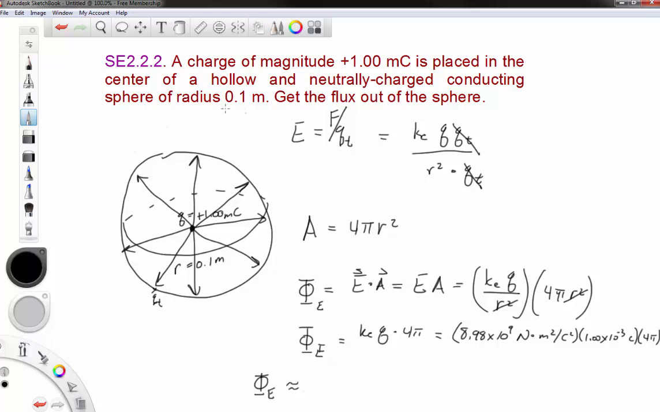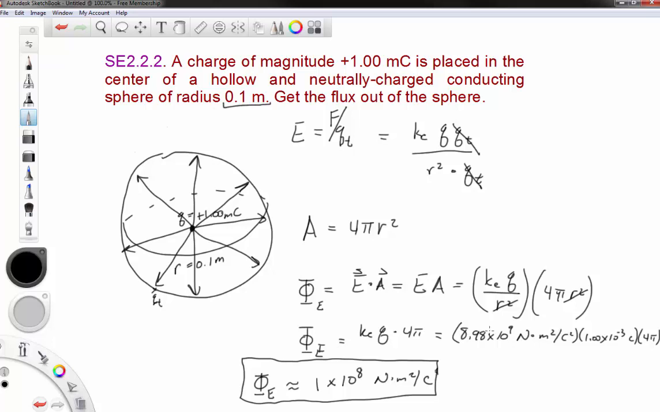approximately, seeing as we only had one significant figure up here to work with, it's going to basically be approximately 1 times 10 to the 8th Newton meters squared per coulomb. And if we had more significant figures to work with, this could have more significant figures. For example, if this was 0.100, we would have had 1.13 times 10 to the 8th. So, okay, we've calculated the flux out of that sphere.